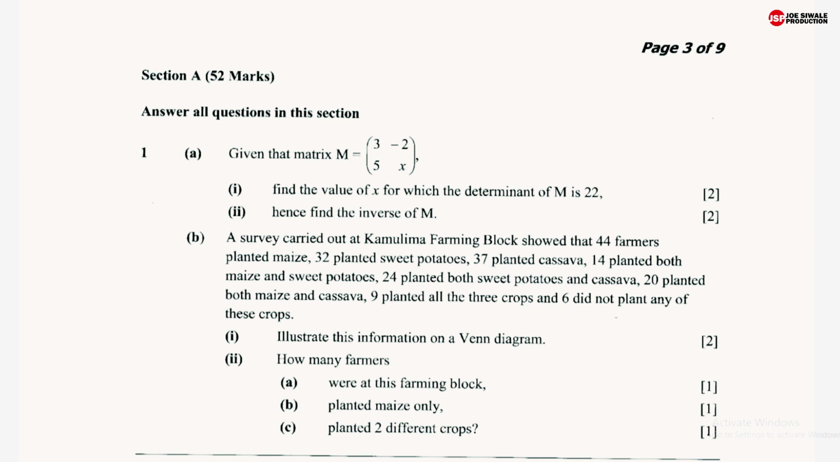The first question reads, 1a, given that matrix M is equal to 3, -2, 5, x, find the value of x for which the determinant of M is 22, then hence find the inverse of M. So our first thing is to calculate the value of x for which the determinant of M is 22. So let us write down that question.